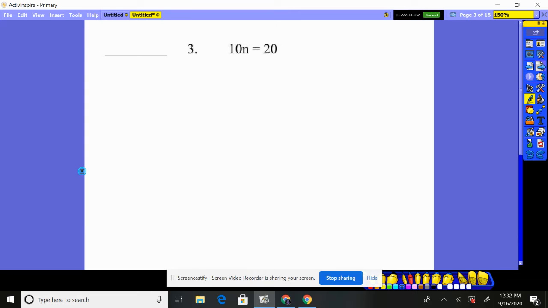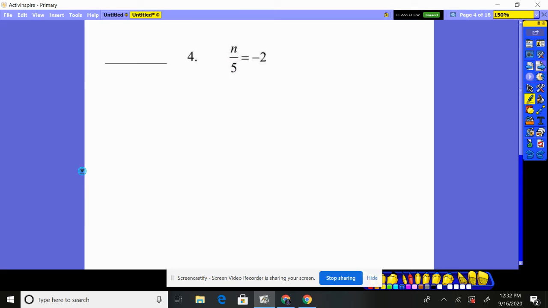Number 3, we have 10 times n equals 20. So we want to undo that multiplying by 10. Well, the way you undo multiplying, you divide. 10 divided by 10 is 1, and you get 1n equals on the other side. Since you divided the left by 10, you divide the right by 10. And we get an answer of 2.